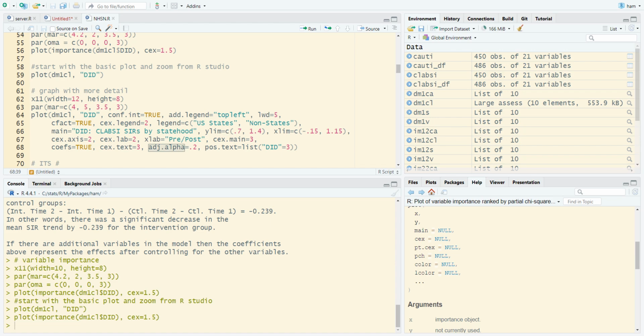I'm going to change the transparency of those confidence bands. We have confidence intervals checked off. So we're going to have confidence bands, and we're going to make those more transparent or less transparent. A value of 0.2 means less transparency than, say, a value of 0.5. And I'm going to move around some of the coefficient text, the values. I'm going to move the one for our DID coefficient around so that we can read it better. Okay, so I'm going to run this code.